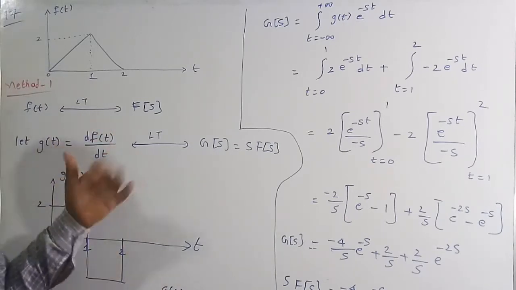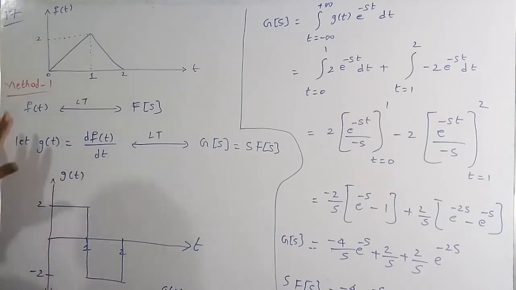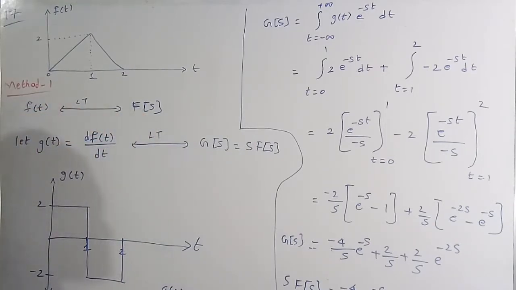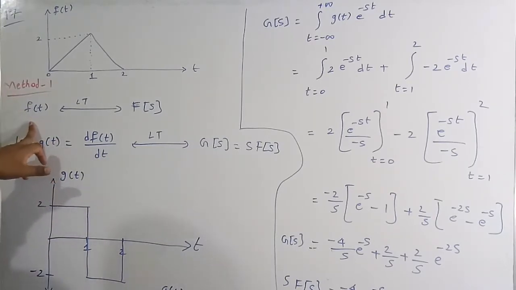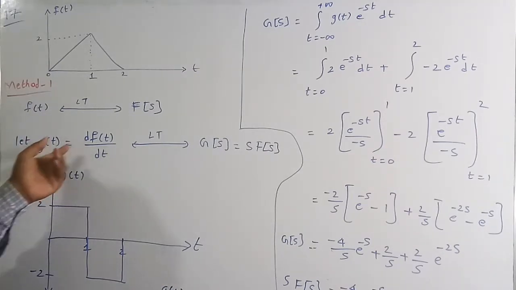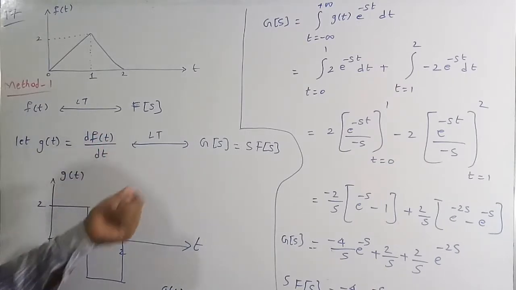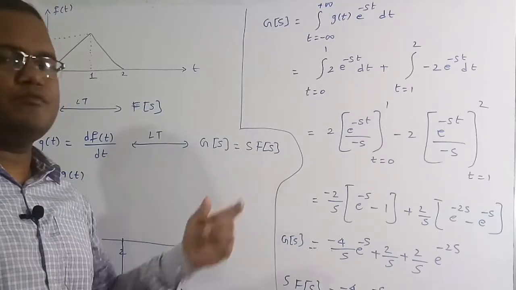So this question can be solved in 2 methods. Now I am going to tell you about the first method. This first method is very easy compared to the second method. For f of t the Laplace transform is F(s). Now I am going to assume a signal which is g of t. G of t is nothing but the differentiation of the original signal, d by dt of f of t. For g of t the Laplace transform will be G(s), but for df(t)/dt the Laplace transform will be s into F(s). So therefore G(s) is equal to s into F(s).